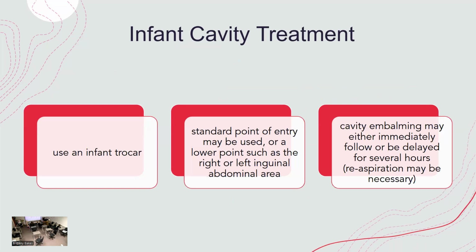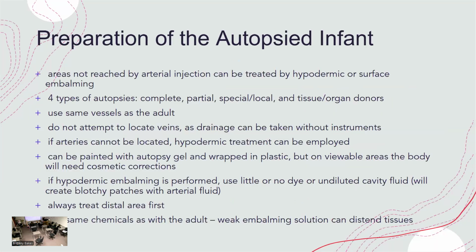Cavity embalming immediately. Probably you'd want to do it immediately so there's no breakdown, although technically you could wait a couple hours after. Now we're at preparation of the autopsied infant. So the areas not reached by arterial injection can be treated by hypodermic or surface embalming, because with an autopsied infant, the vessels have been cut. So certain tissues are not going to be reached.